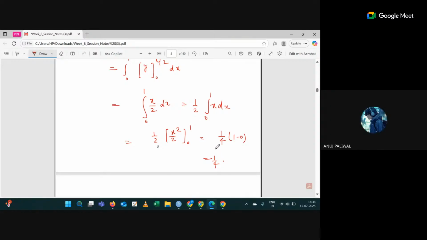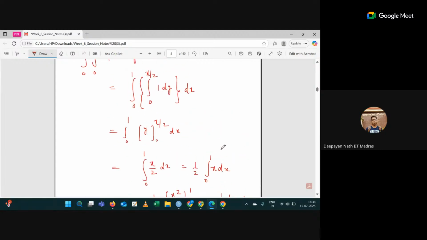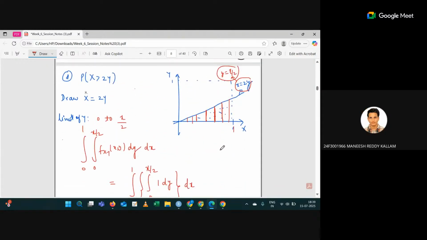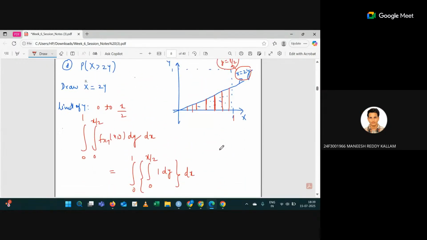Sir, for calculating y, we need to keep y constant and vary x, right? Here y is varying. So basically, x can take any value, right? X is free. If you are interested in calculating the limit of y, then x is free. If you are interested in calculating the limit of x, then y is free. Okay?